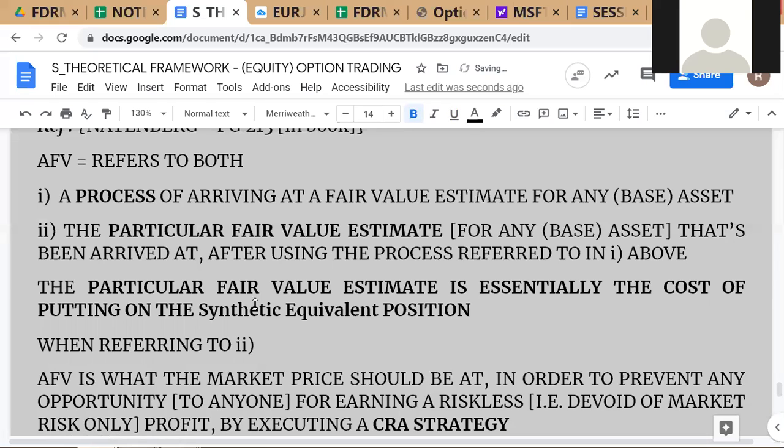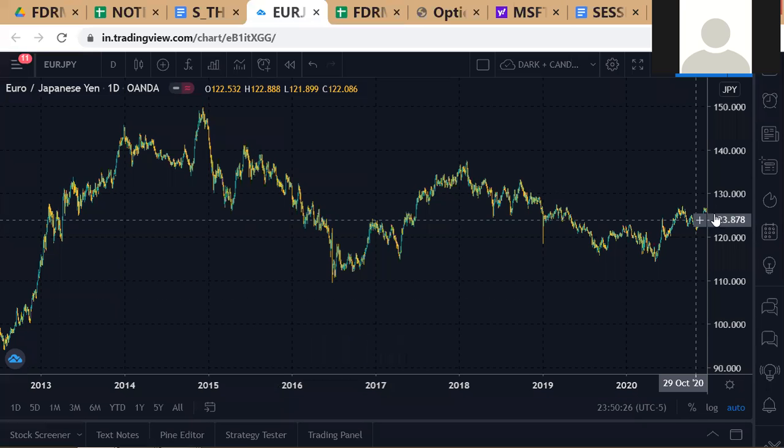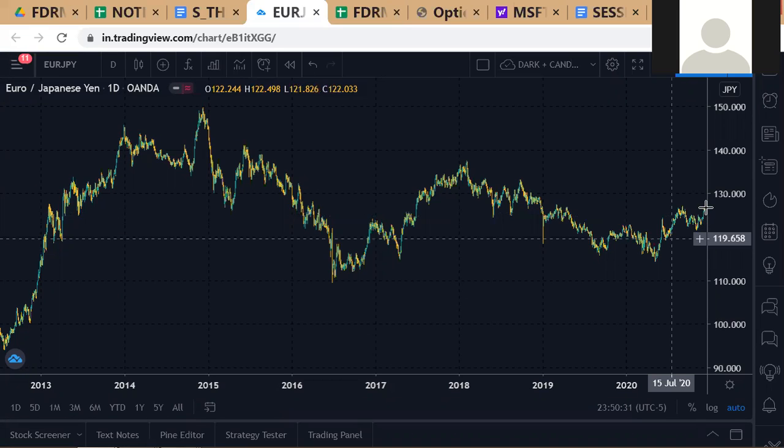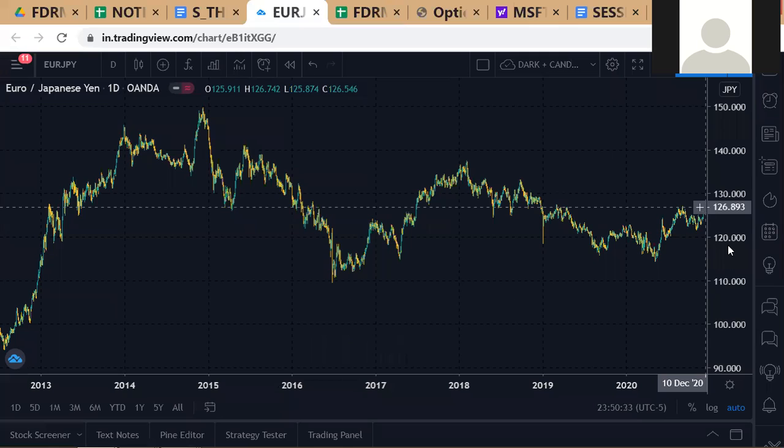Okay, so if we say here that, let's say that both bids and offers are 128, so the cost of either selling euro yen or going short euro yen or going long euro yen is 128. Now you do a synthetic equivalent analysis of this market, and you find that there is actually a way to go long euro yen, not at 128, but at 120, using the synthetic equivalent of the long euro yen position.